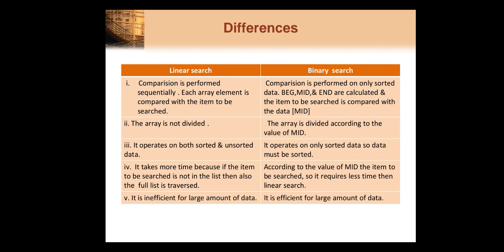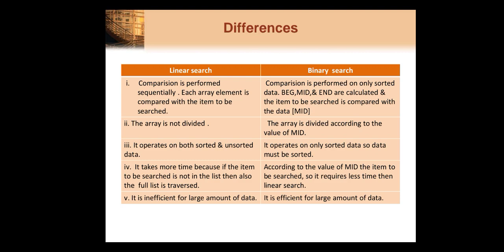Now next is what is the difference between linear search and binary search. Obviously in the linear search, how does it do the searching process? By comparing each and every element with the given element, right? So in this way the linear search works, but in the binary search the given element is not compared with each and every element. Instead, the element is compared only with the mid value of your array, right? In linear search the array is not divided, but in binary search the array is divided according to the value of mid. Linear search works on both types of data, sorted as well as unsorted data, but binary search works only on sorted data.